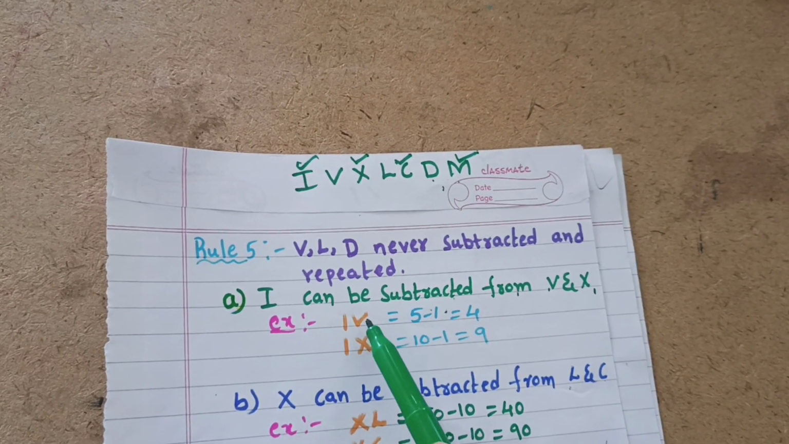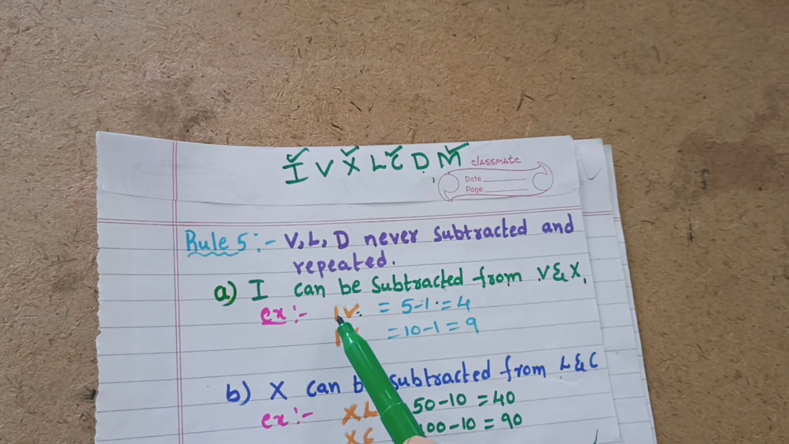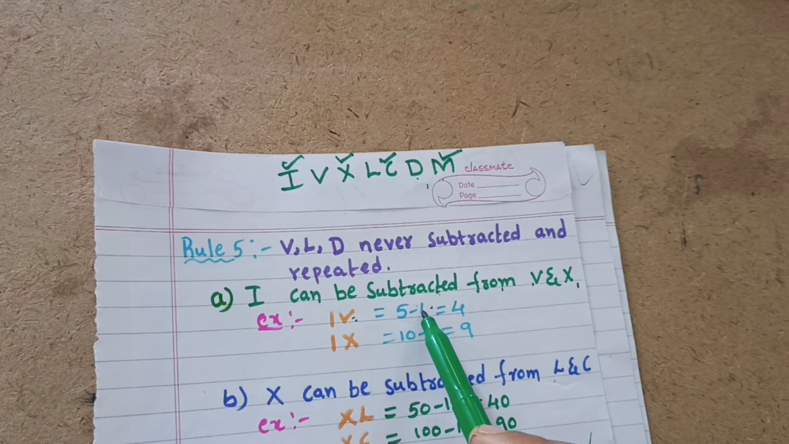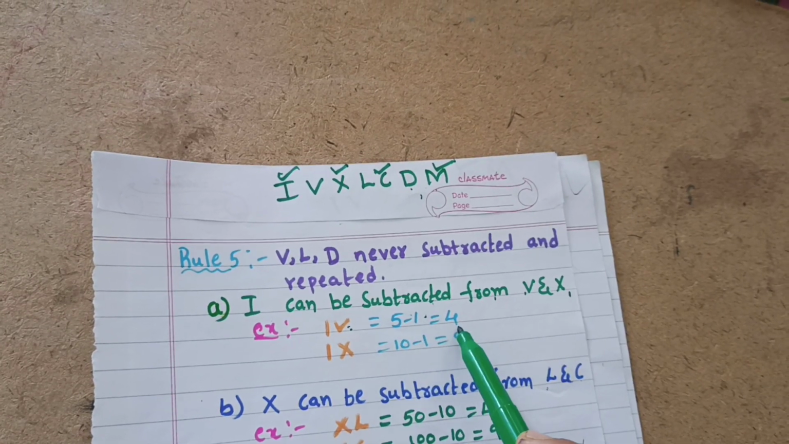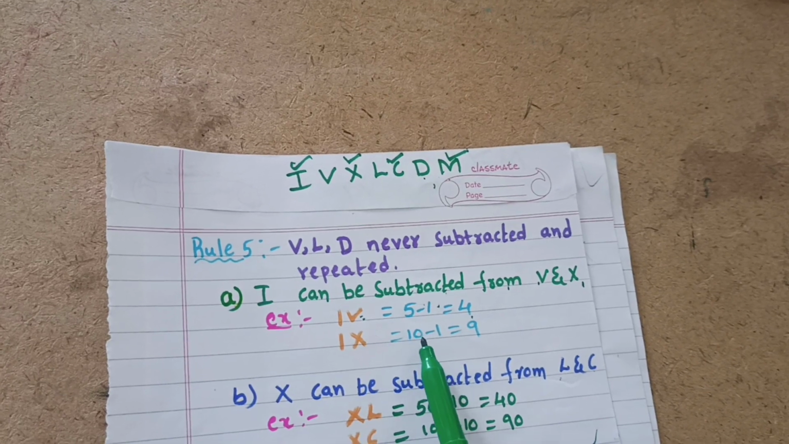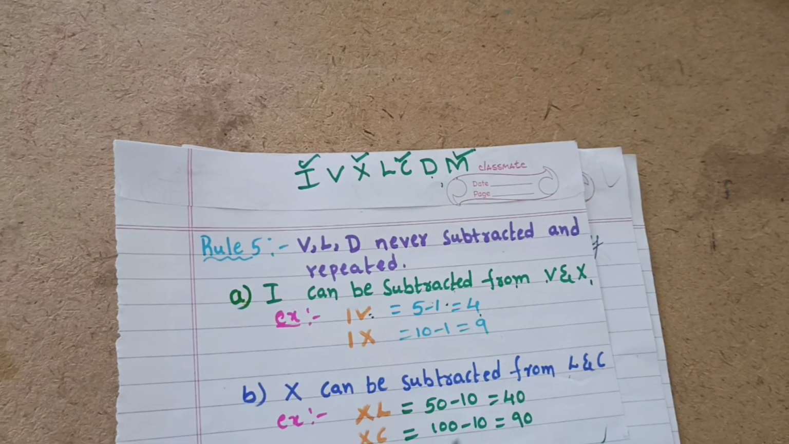In these two, I is smaller, V is greater. From rule number 3, if a smaller numeral is written to the left of the greater numeral, it should be subtracted. So 5 minus 1 is 4. Like that, IX should be written like this. 10 minus 1 is 9.